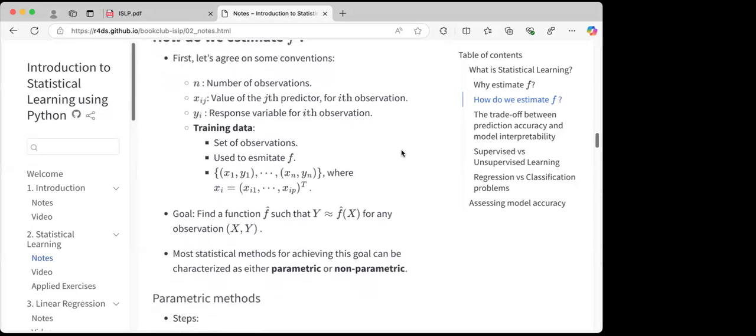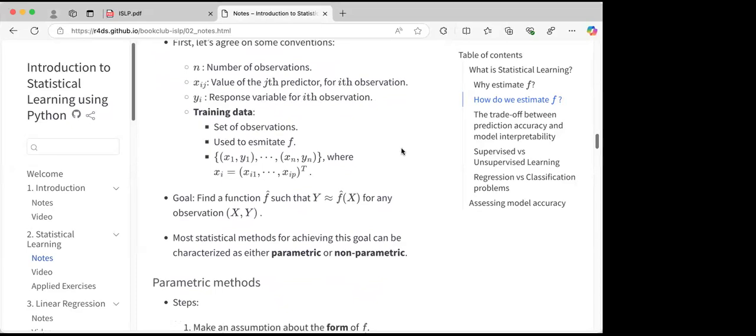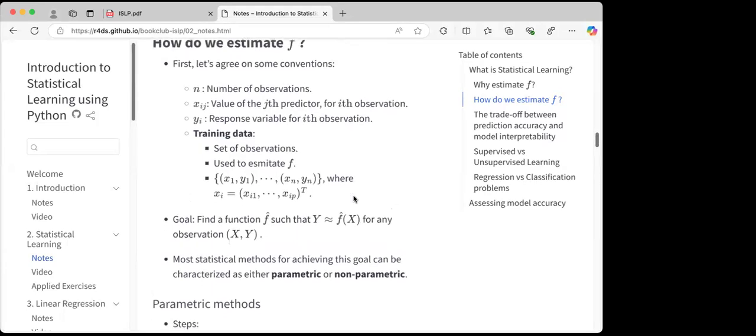So the training data is what we observe, the data we have at hand. That's the training data, the data used to estimate F. Our goal is to find the F hat such that Y approximates F hat of X for any observations X and Y. Basically, we want to find a statistical model that best approximates Y to X.